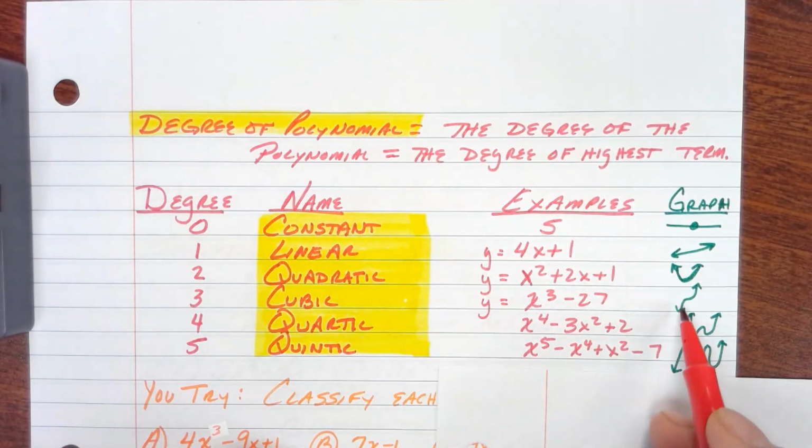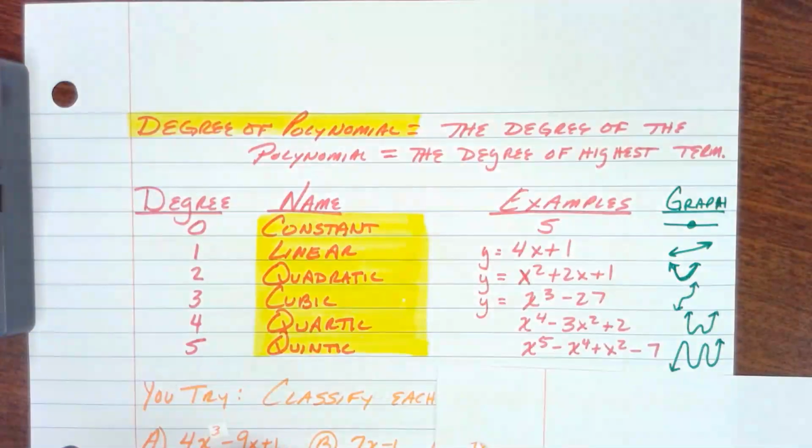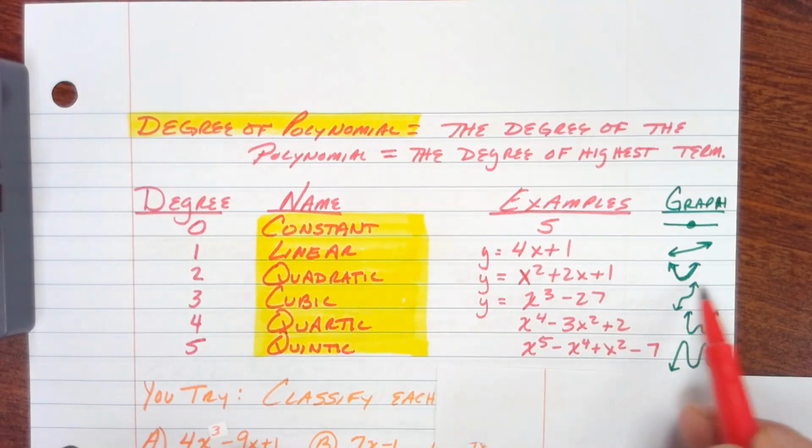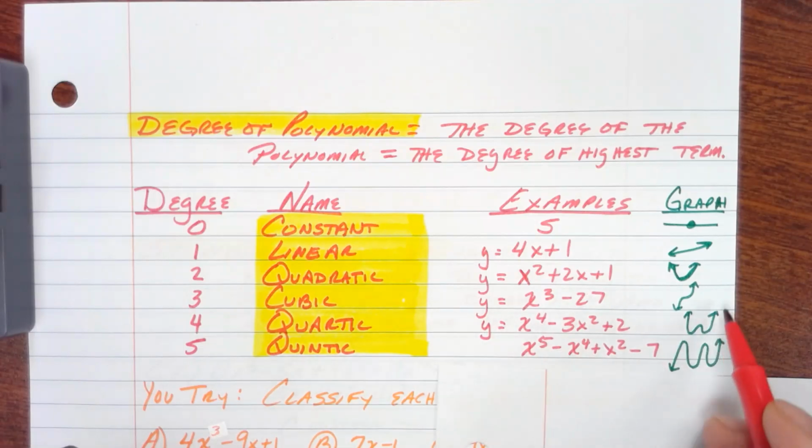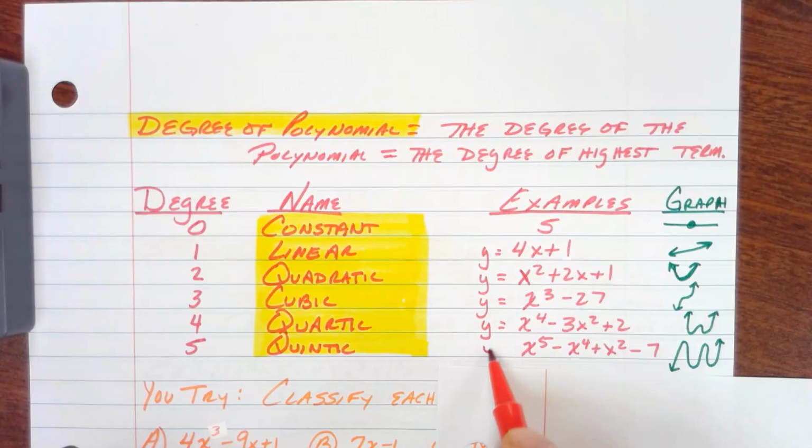Cubic looks like a snake. Hey, you might want to take some notes. Y equals x cubed minus 27 is the shape of a snake. And again, each of these degrees has a specific shape when we go to graph it. If it's a 4th degree, it's got like a little mountain here, an upside down McDonald's sign, whatever. Even the 5th has its own shape.